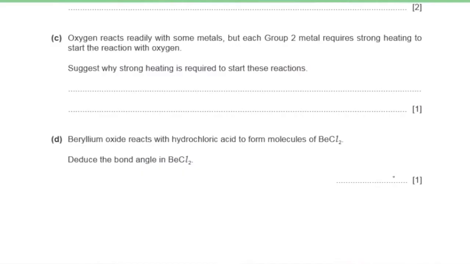Part C. Oxygen reacts readily with some metals, but each group 2 metal requires strong heating to start the reaction with oxygen. Suggest why strong heating is required to start these reactions. So before the reaction proceeds, some amount of energy is required to start the reaction, and that energy is called the activation energy. So to overcome that high activation energy, we need some prior heating. So we can write that to overcome high activation energy.